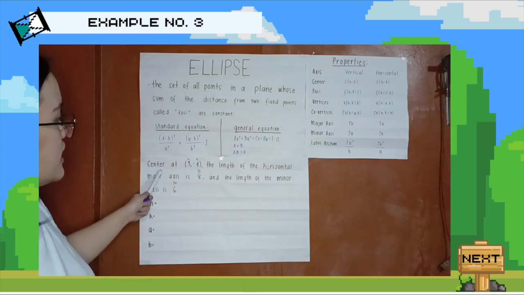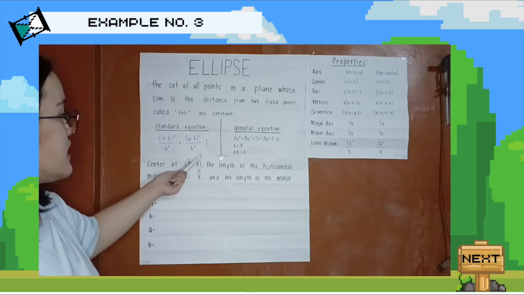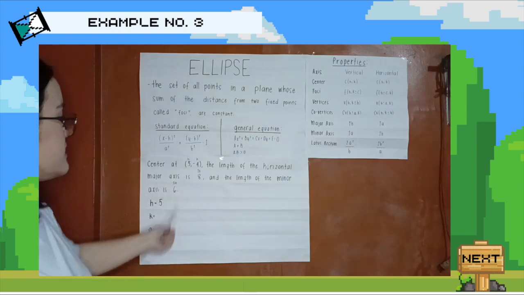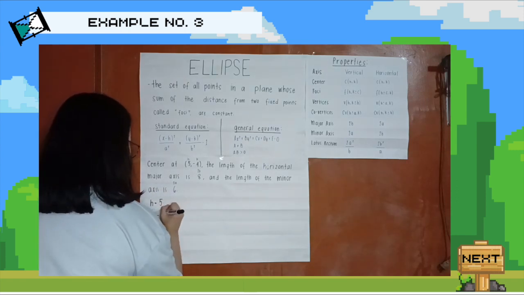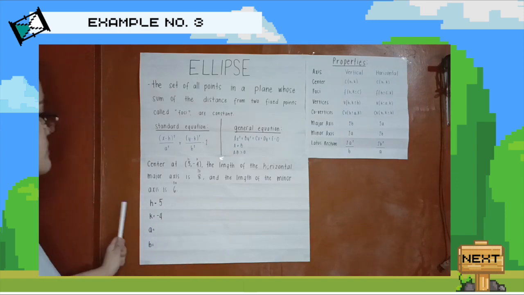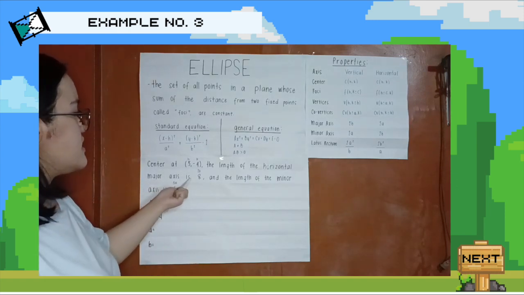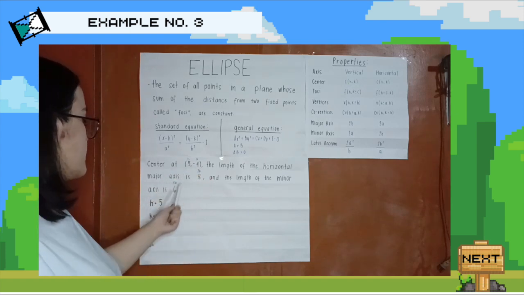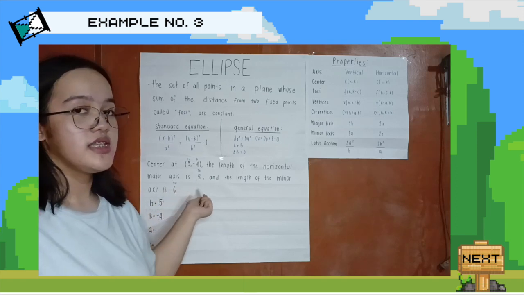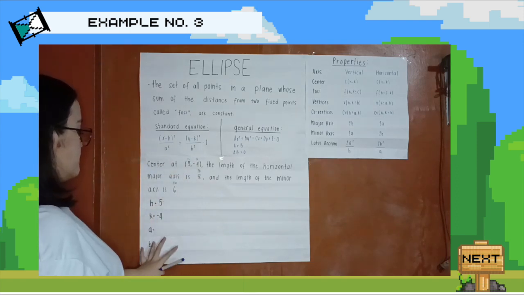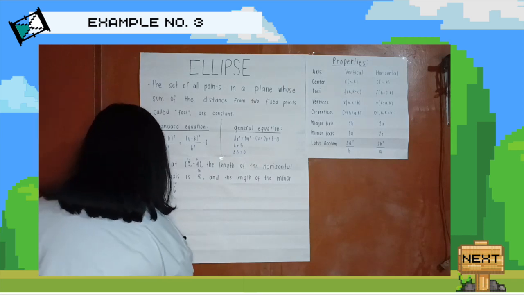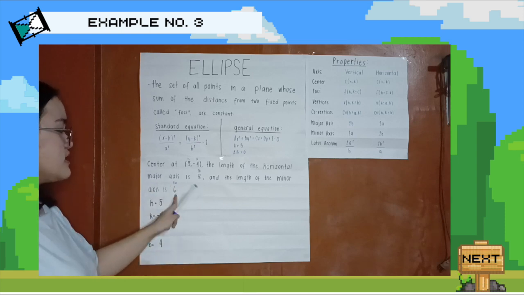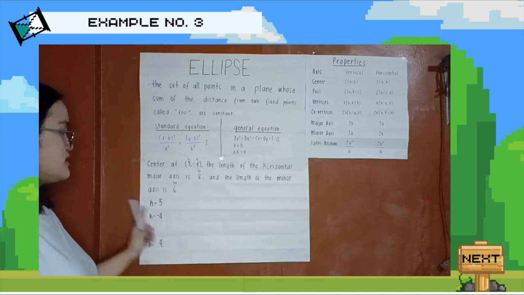So again, center at 5, comma, negative 4. So h is 5, k is negative 4. And since the major axis is 2b, we can divide this by 2 to get b. So 8 divided by 2 is 4. So b is 4. To get a, we also need to divide 6 by 2. So 6 divided by 2 is 3. So a is 3.